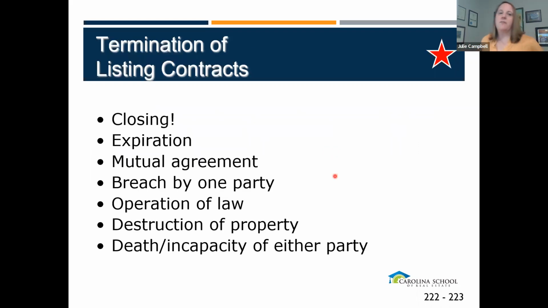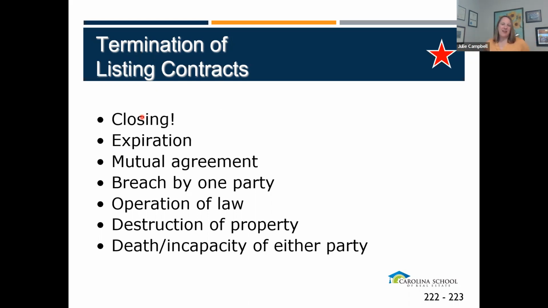How our listing agreements terminate. We talked about this back in Unit 7. Basic agency agreement termination. Our listing agreements terminate the same way. So you guys already have this. Let's just get them all to closing. Isn't that ideal? In a perfect world, we're going to sell them all. We're not in a perfect world.